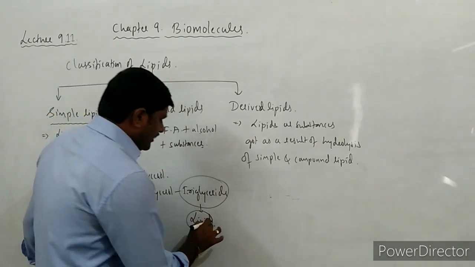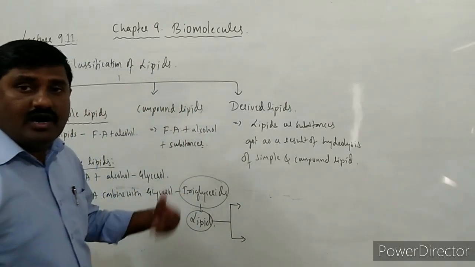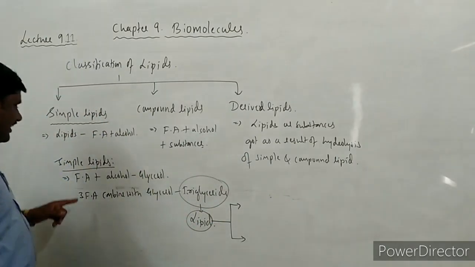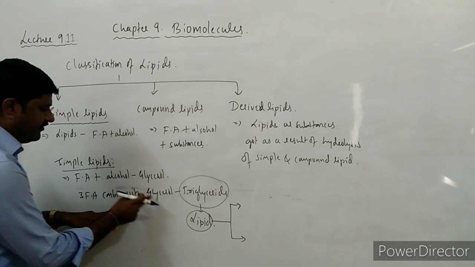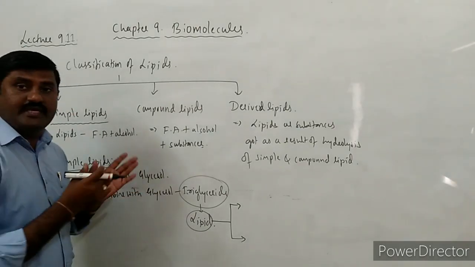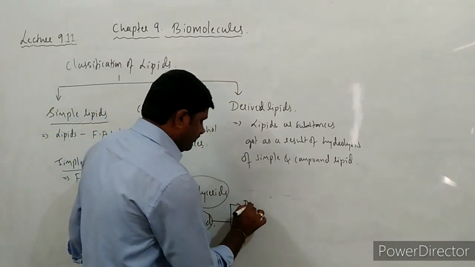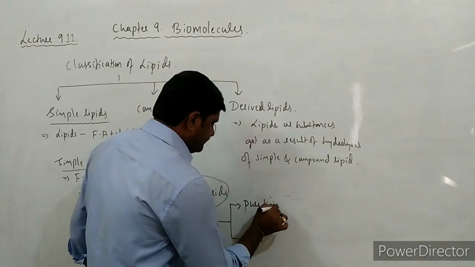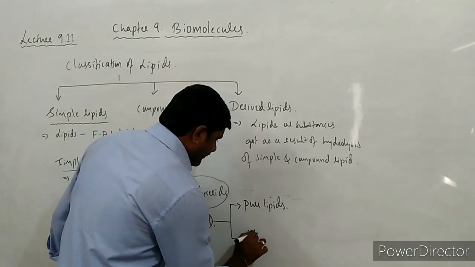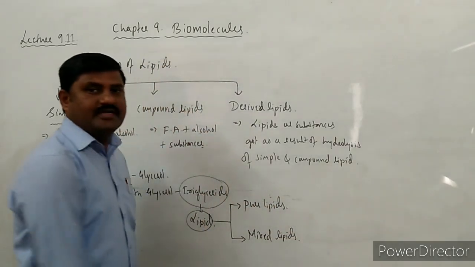See here, these lipids may consist of the same type of fatty acids, or they may consist of different types of fatty acids. Already you know, three fatty acids combine with glycerol. Glycerol is always the same, but fatty acids may be similar or dissimilar. On that basis, they have been classified into pure lipids and mixed lipids.